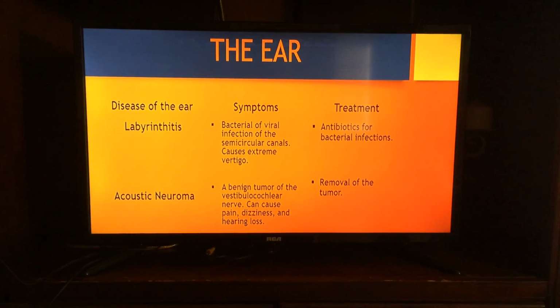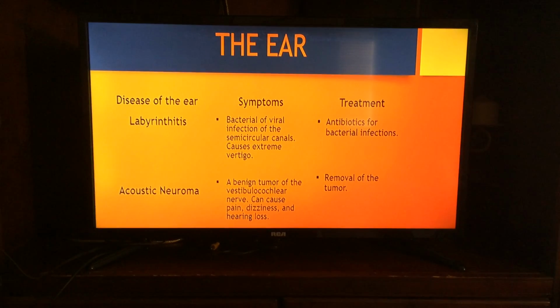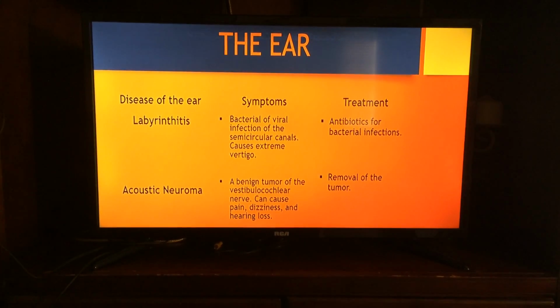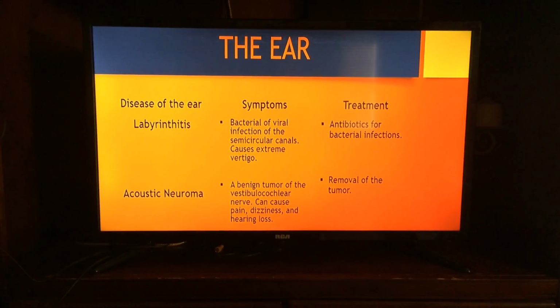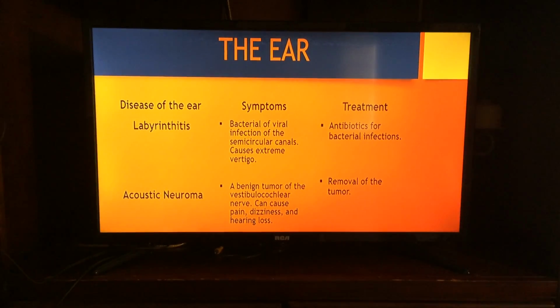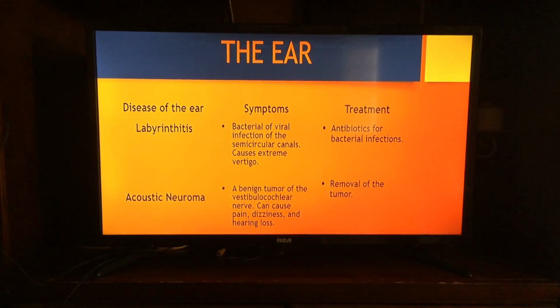Labyrinthitis, a bacterial or viral infection of the semicircular canals causing extreme vertigo. Antibiotics for bacterial infections could treat it.